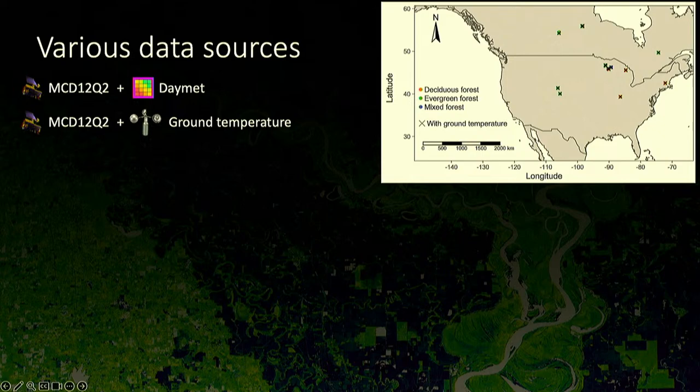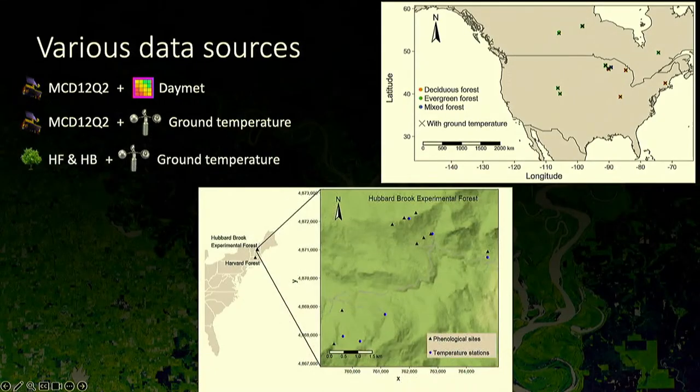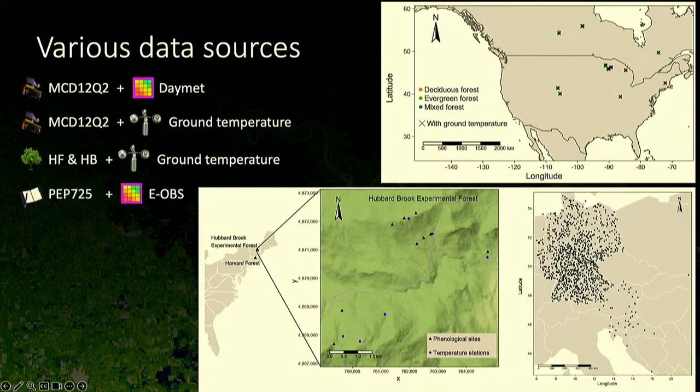At those flux tower locations, because they are forested sites and they have ground-measured temperature, I can compare whether the gridded temperature products capture the dynamics, just to compare these two groups. And then I also obtained Hubbard Brook and Harvard Forest data, with ground temperature measured in these locations. And this citizen scientist-based data set. This is, I think, possibly the most widely used citizen scientist database in the field.